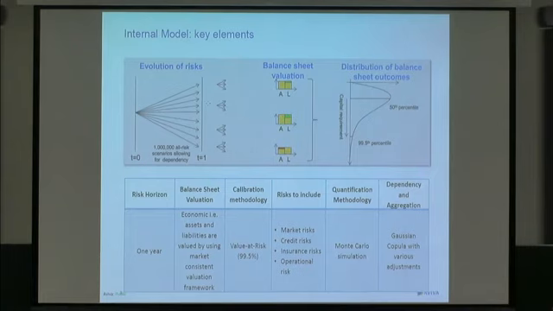On the top, you will see just a basic illustration of how the internal model works. We've got a number of risks, let's say hundreds of risks and risk factors. Each of these risk factors has a distribution behind it.